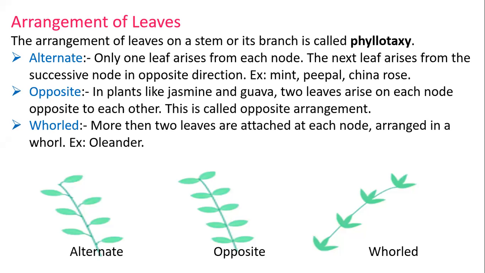Opposite: in plants like jasmine and guava, two leaves arise at each node opposite to each other. This is called opposite arrangement. Whorled: more than two leaves are attached at each node, arranged in a whorl. Example: oleander.